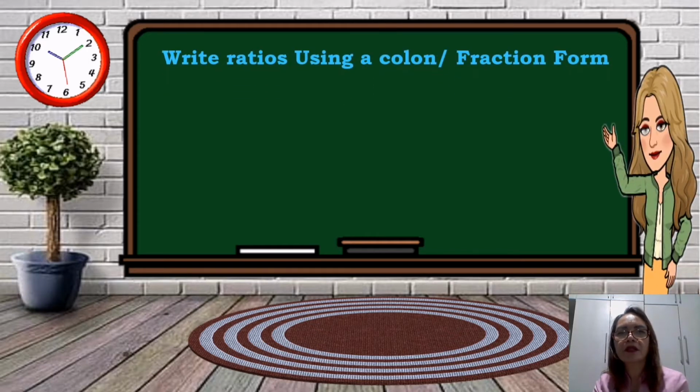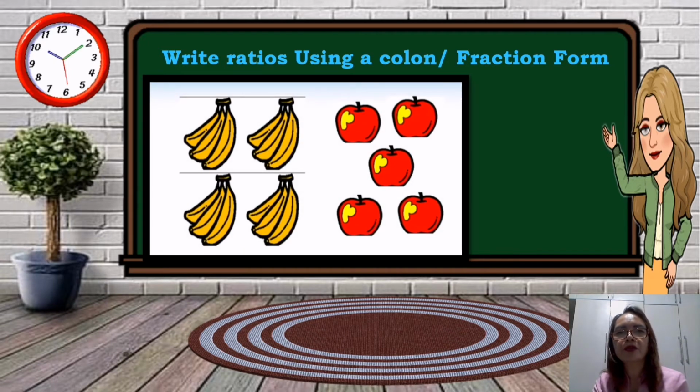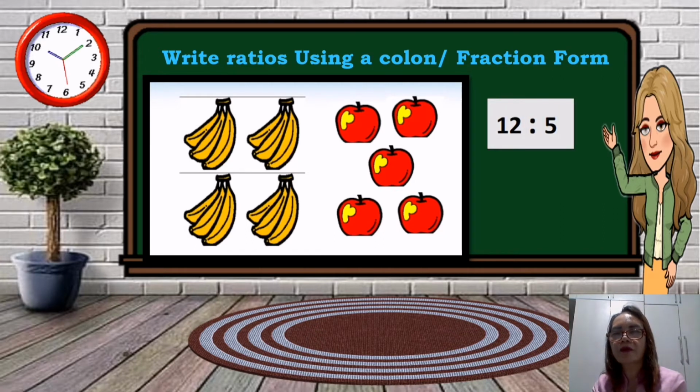Write ratios using a colon or fraction form. I have here a set of fruits. We have bananas and apples. So, how many bananas and how many apples are we going to compare? There are 12 bananas, and there are 5 apples. So the ratio of bananas to apples is 12:5. That is in colon form. And then in fraction form, it is 12/5.